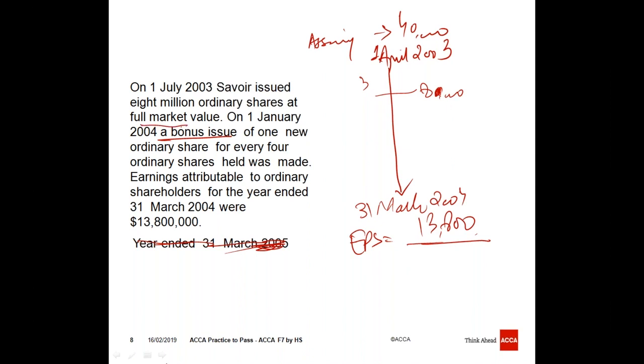At full market price, which means it's a simple case in which you are not required to do any sort of adjustments. On 1st January 2004, a bonus issue of one ordinary share for every 4 shares held was made. So whenever you see a bonus, you have to calculate the bonus adjustment factor. We calculate it as 1 plus, where 1 is a constant, plus 1 new share for every 4, which means 1 upon 4. So the bonus factor is 1.25.